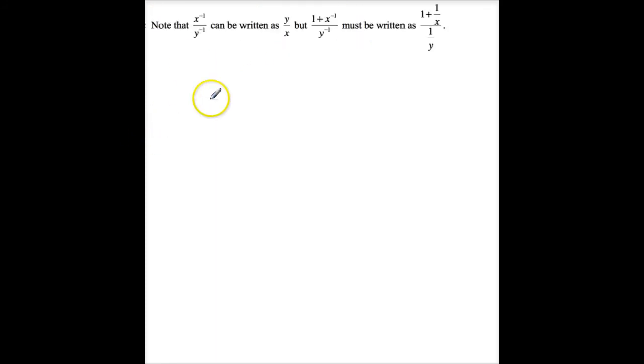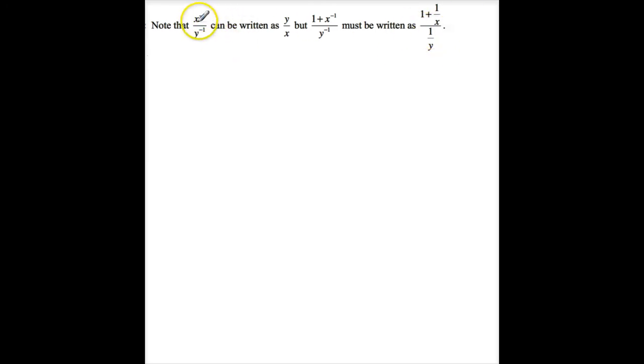If I have two fractions, a over b, divided by c over d, that's the same thing as a over b times d over c, or ad over bc. Very straightforward. However, in calculus, we tend to write them like this.